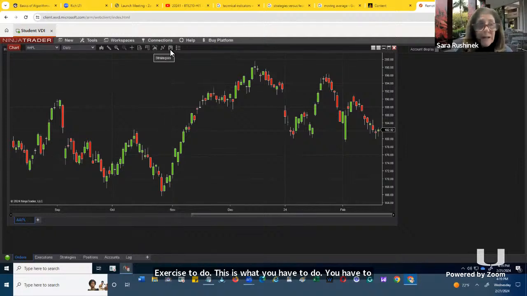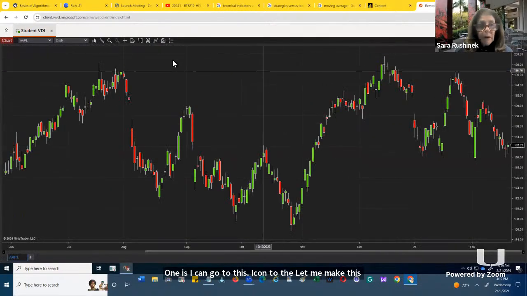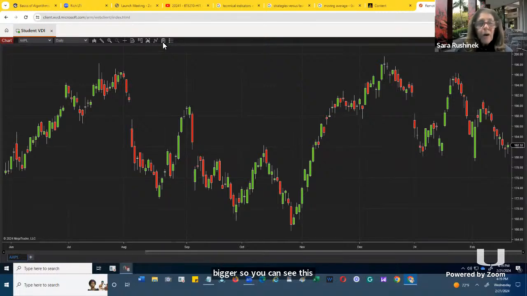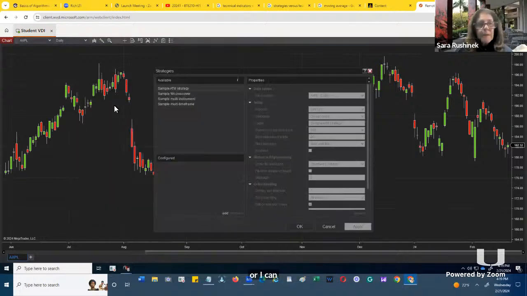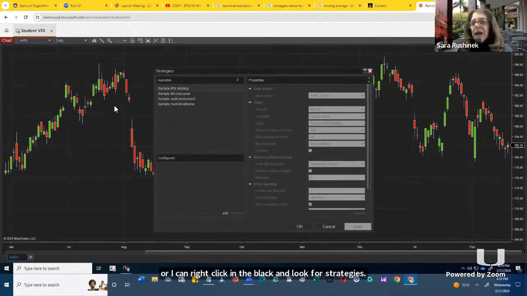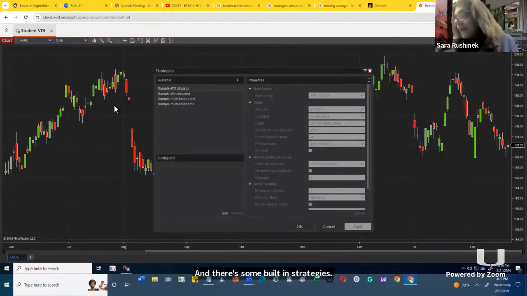One is I can go to this icon, let me make this bigger so you can see this. Can you see it a little bit better? I can go to the icon, or I can right click in the black and look for strategies. And there's some built-in strategies. What finance people do is they sometimes create their own, sometimes they buy others, sometimes they modify others.